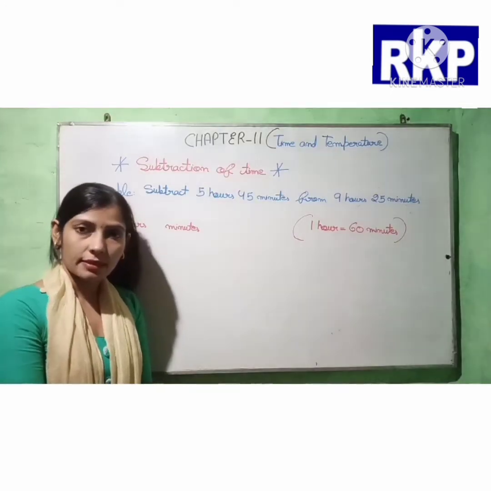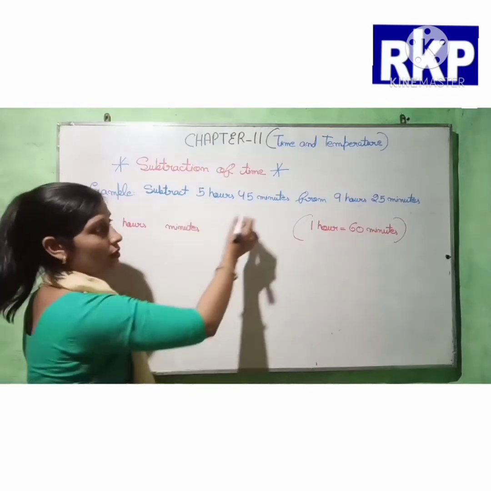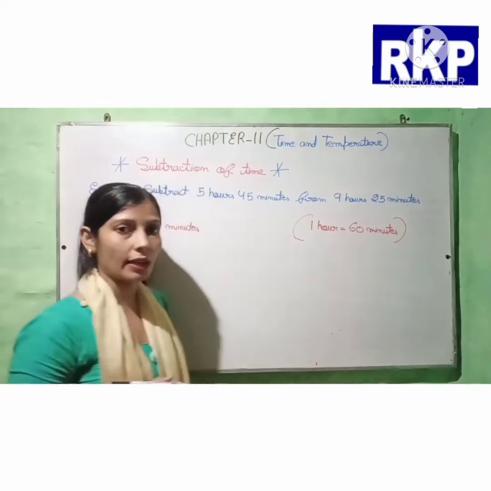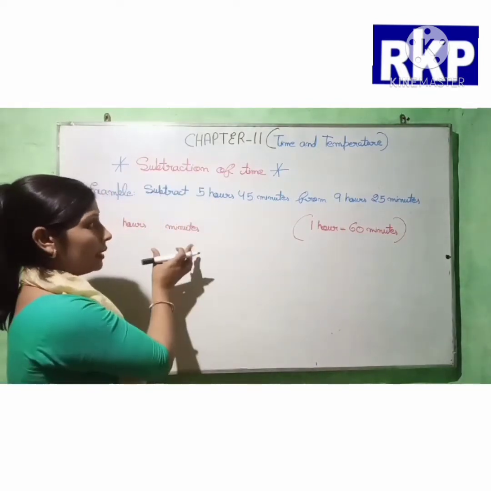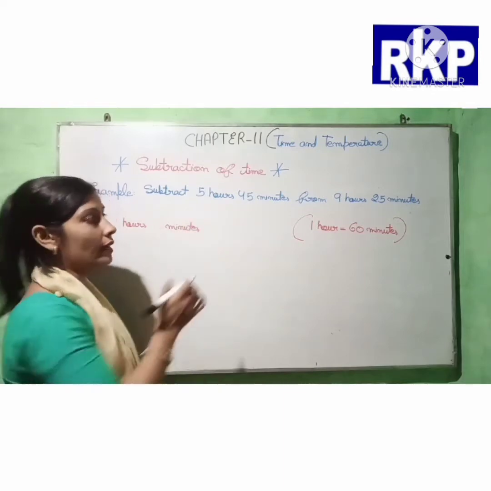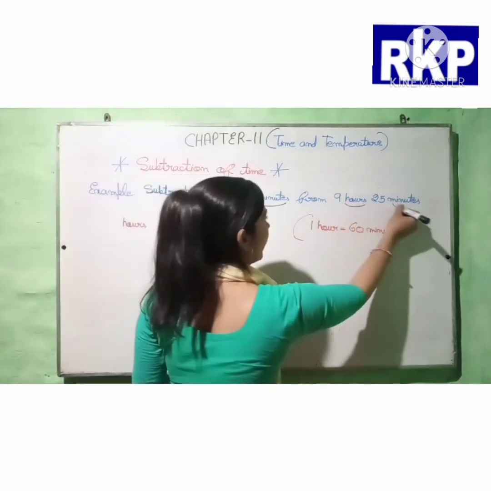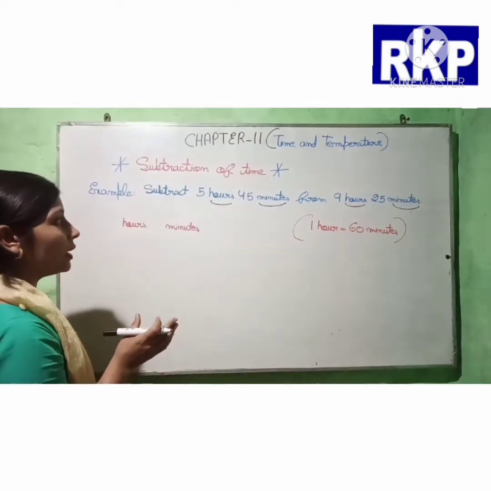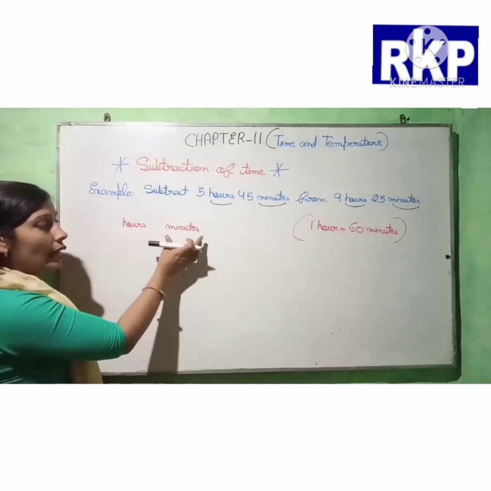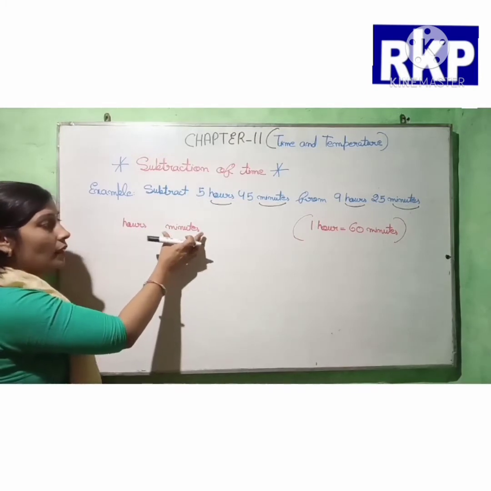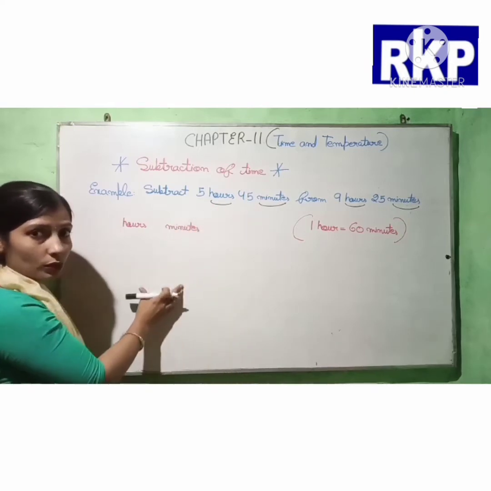Now students, let us take one more example. Here we have to subtract 5 hours 45 minutes from 9 hours 25 minutes. So here also beta, first of all we have to write both given units, and here also we have hours and minutes. So first of all we have to write these units. First of all hours and then the smaller unit, minutes, and now we have to arrange these according to column.